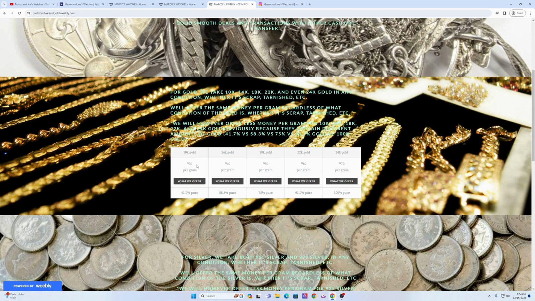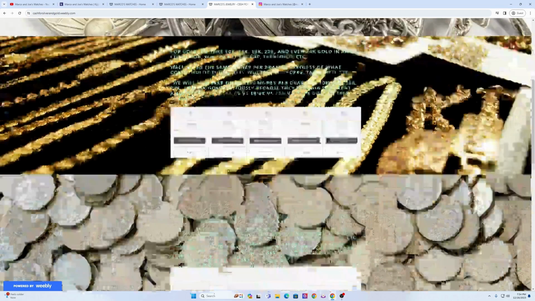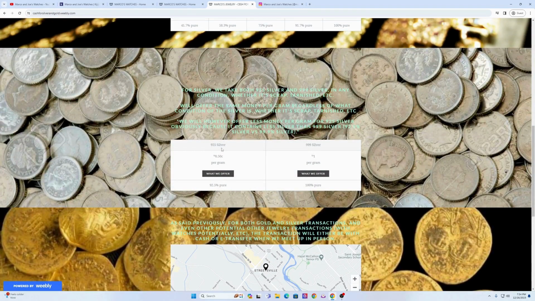For 10 karat gold, we pay $30 a gram. It's 41% pure. Basically, it just states what we will pay. 14 karat, $40 a gram. This is just how pure it is, and so on and so forth. And then for silver, same idea. 925, we'll pay like 50 cents a gram. And then 99 silver, we'll pay a dollar.